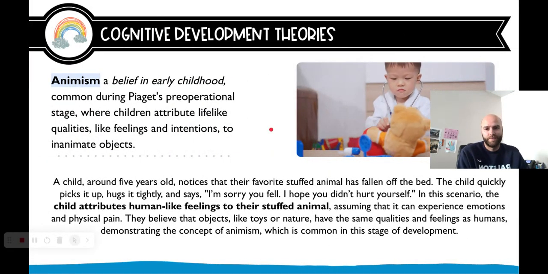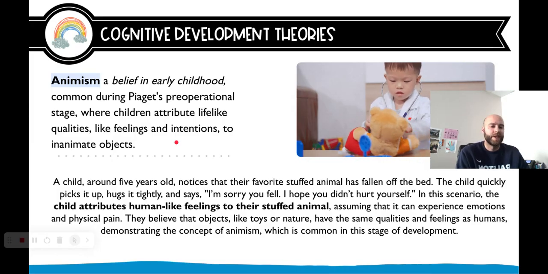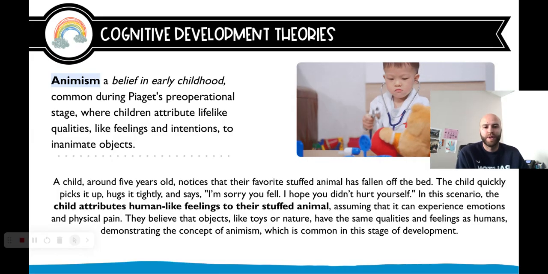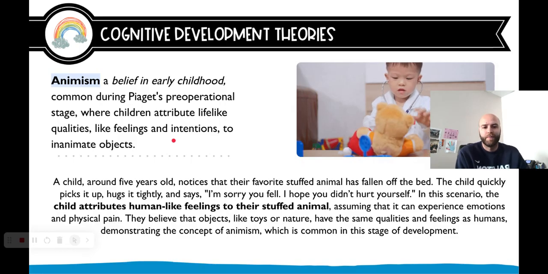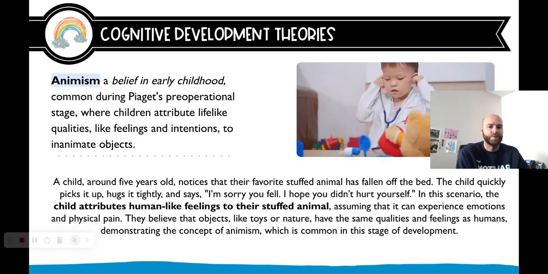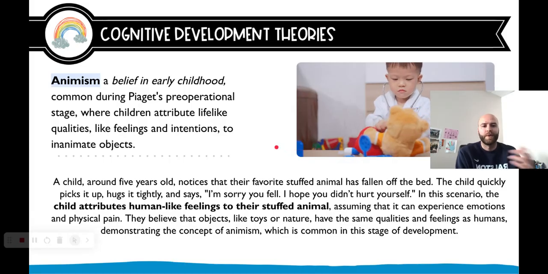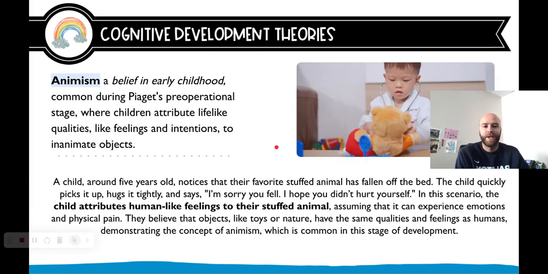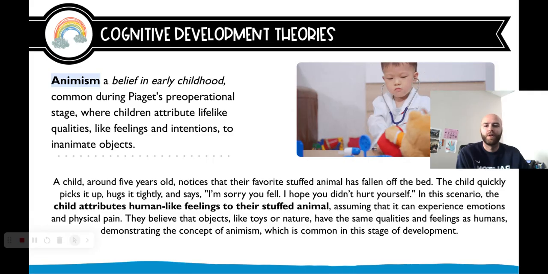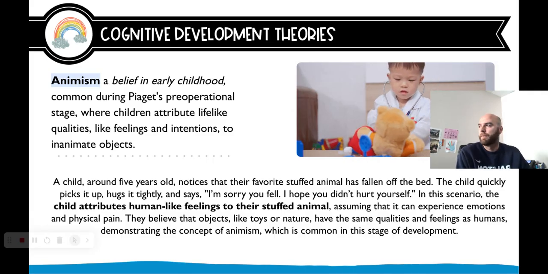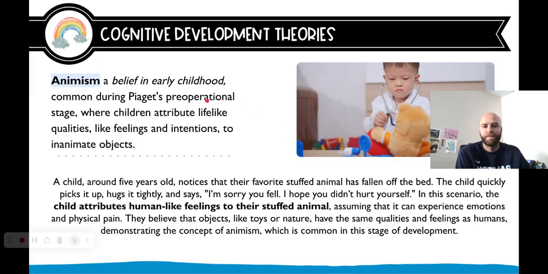Then we have animism. This is a belief in your early childhood that children attribute lifelike qualities like feelings and intentions to inanimate objects, right? That's part of that pretend play and that creativity, but they're working with stuffed animals or Barbie dolls or whatever they might be playing with, and they give them names and they give them life stories and they give all of these real humanistic qualities to these inanimate objects, right? That's their animism, the belief that they can make these things lifelike.